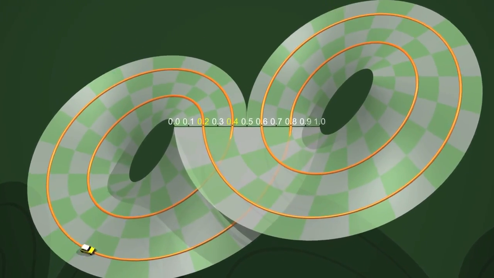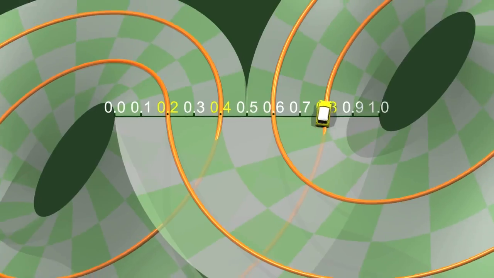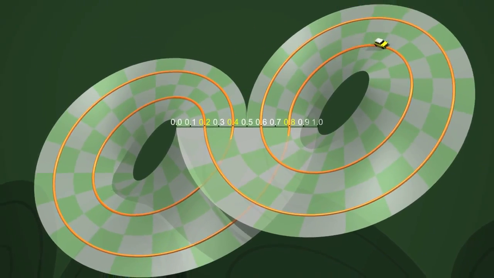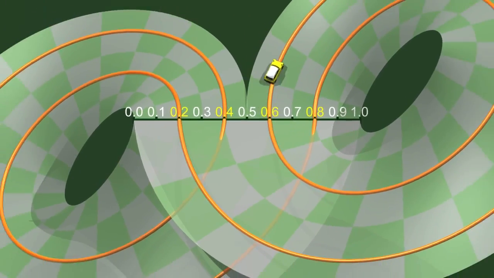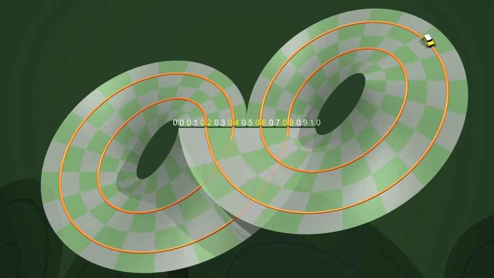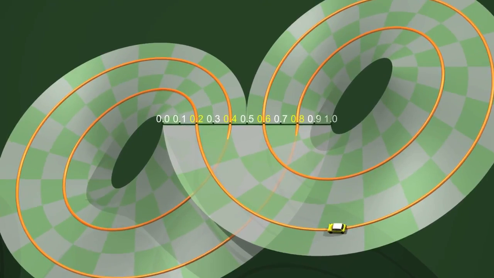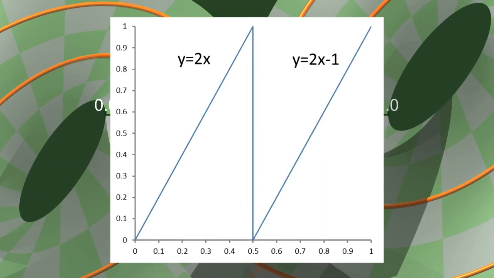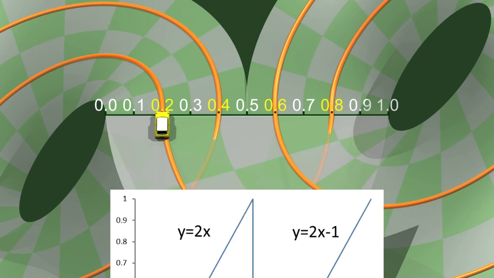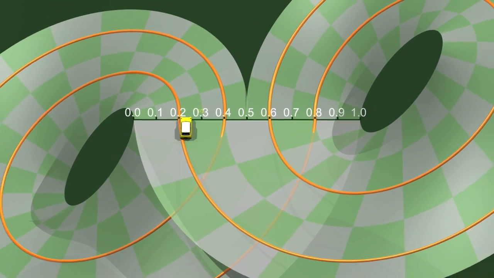In other words, when the car moves, the points where it meets the starting line are doubled at every turn, except we need to subtract 1 if the result is greater than 1. It's a bit like the horseshoe. The dynamics in continuous time get replaced by dynamics in discrete time, namely by the successive places where we cross the starting line.